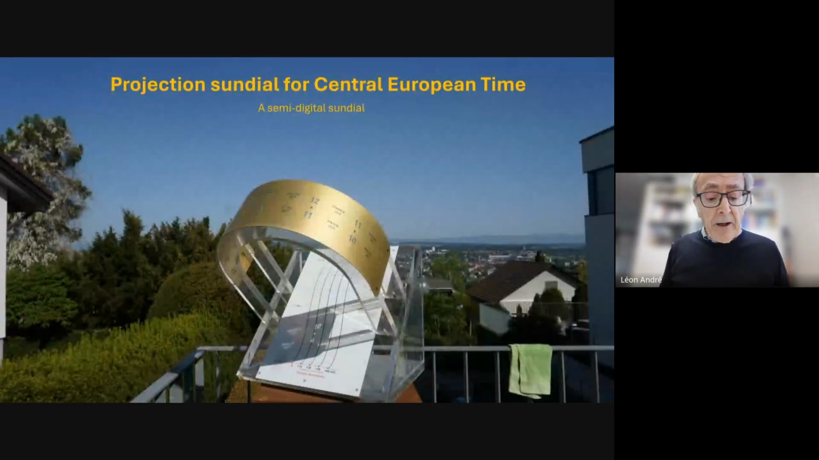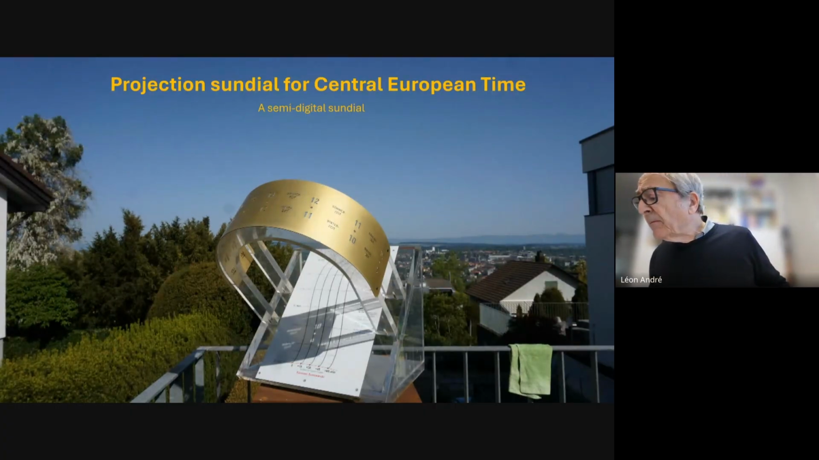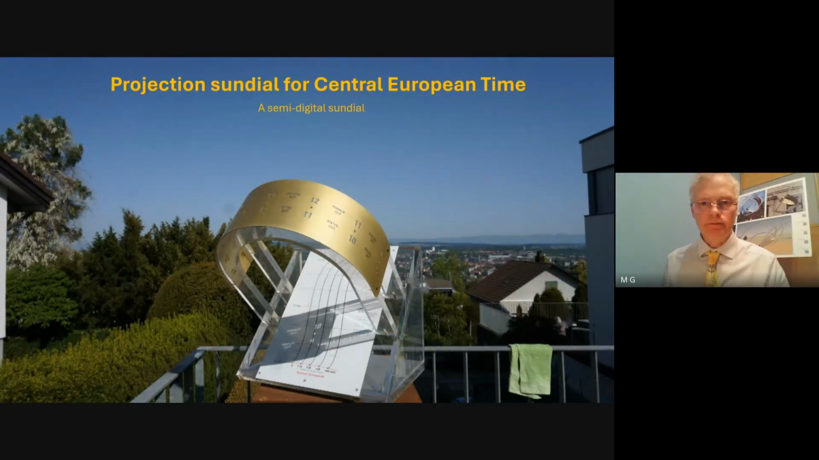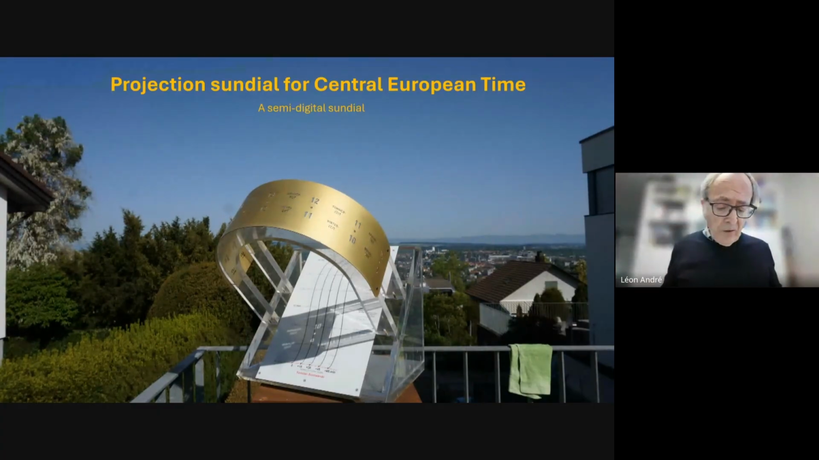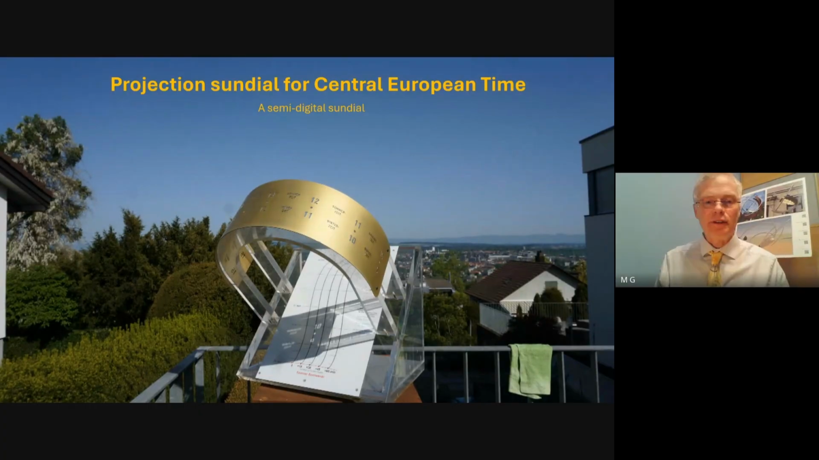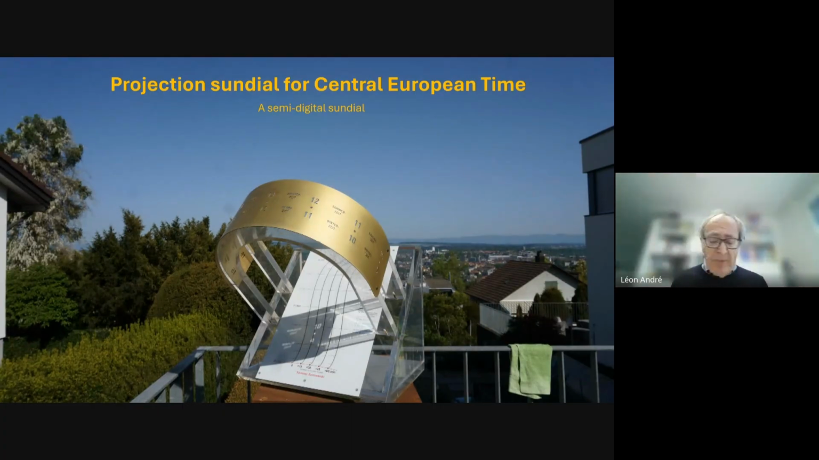Next. Finally, I would like to show you the projection sundial for modern... Hello. Can you hear me? Yes, I can hear you. Yes, we can hear you. Is anything wrong? I have lost the picture. Doesn't matter. I'll try it. I have it back. Thank you.